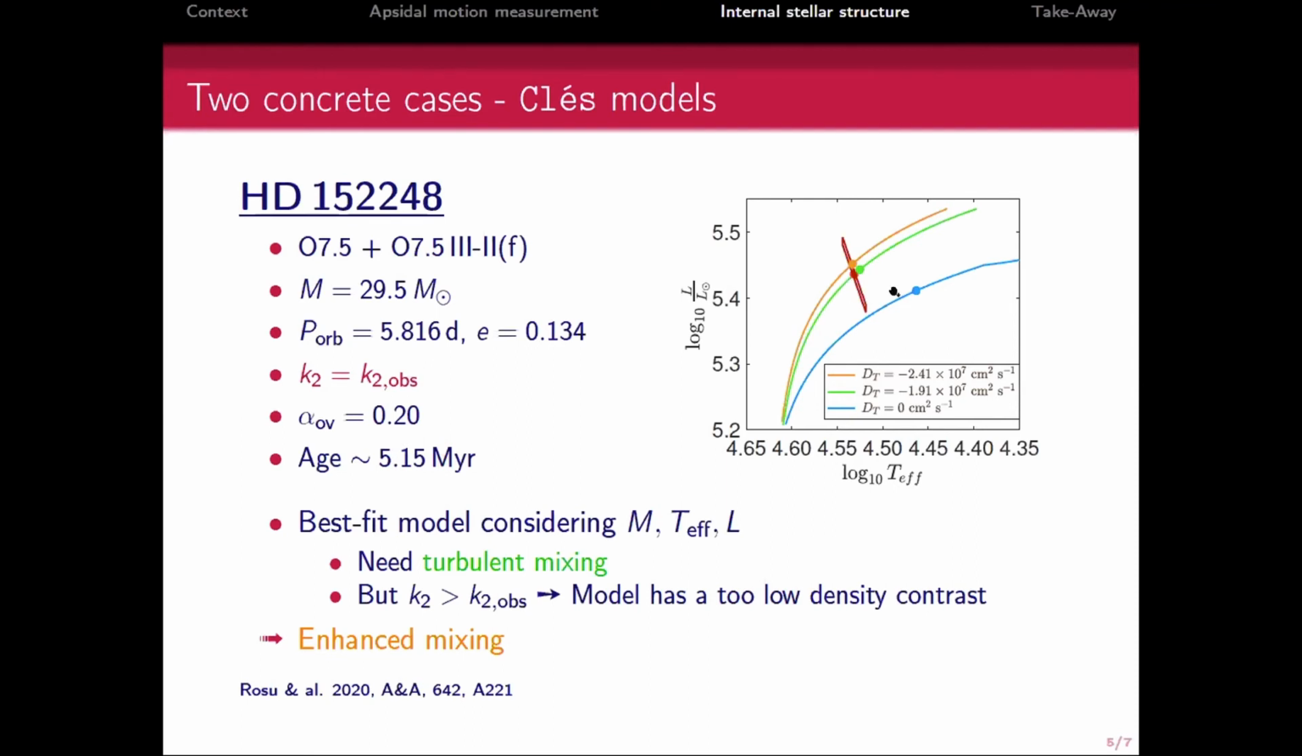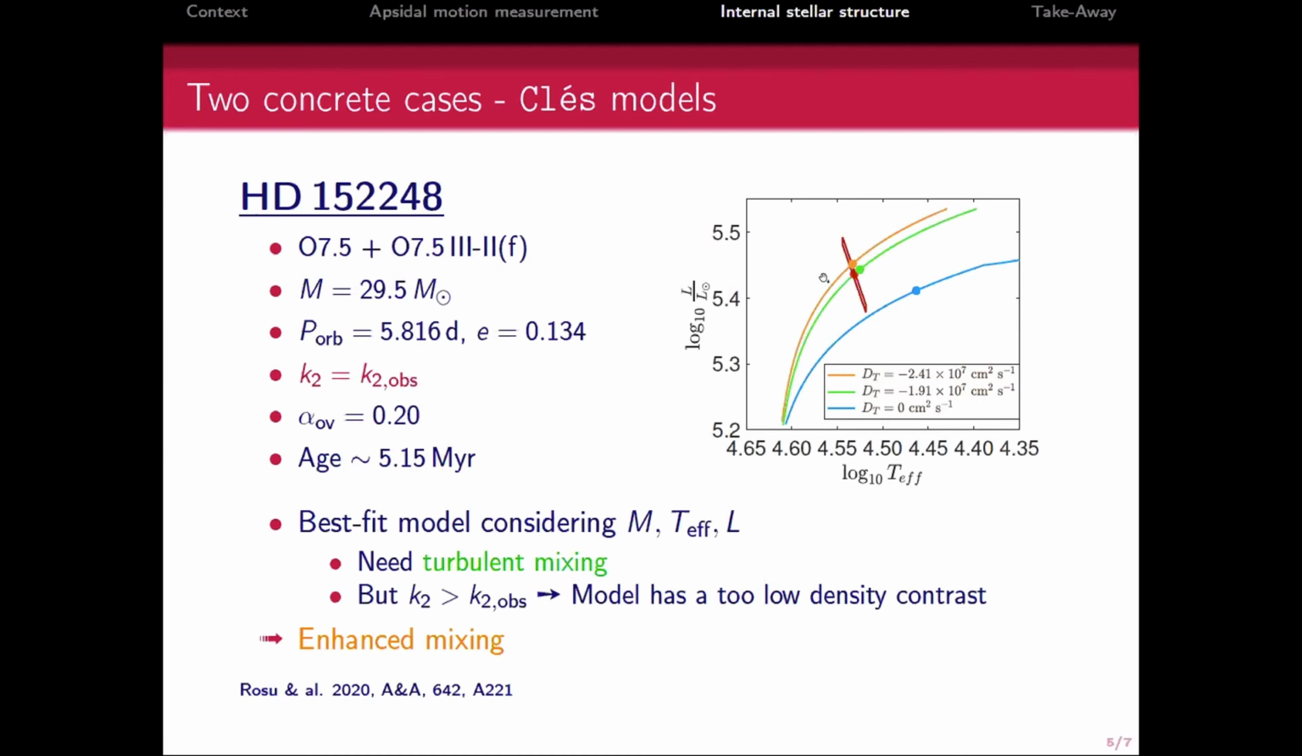So overplotted on these tracks, the dots correspond to the model having the K2 equal to the observational K2. And what we see here is that when crossing the observational box, the K2 of the model in green is too high compared to the value it should have, meaning that the model has too low density contrast. So to overcome this difficulty, we build other stellar evolution models, and this time constraining not only the mass and position in the HR diagram, but also the K2 value.